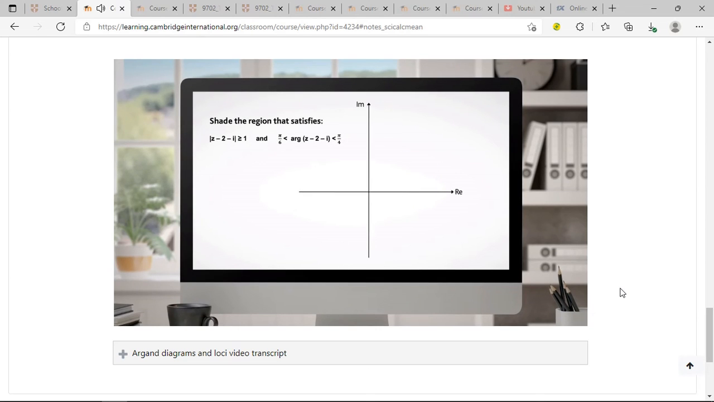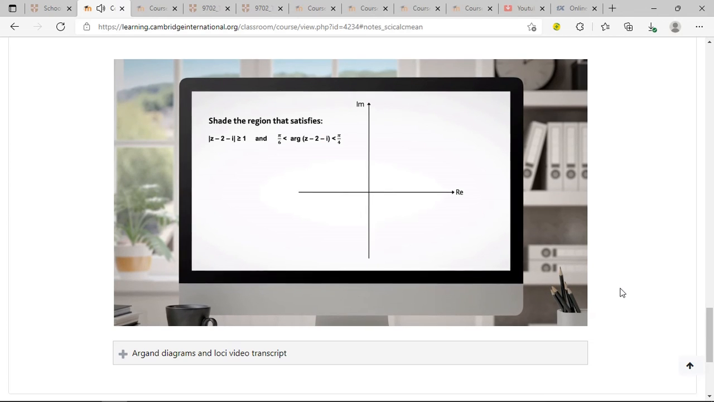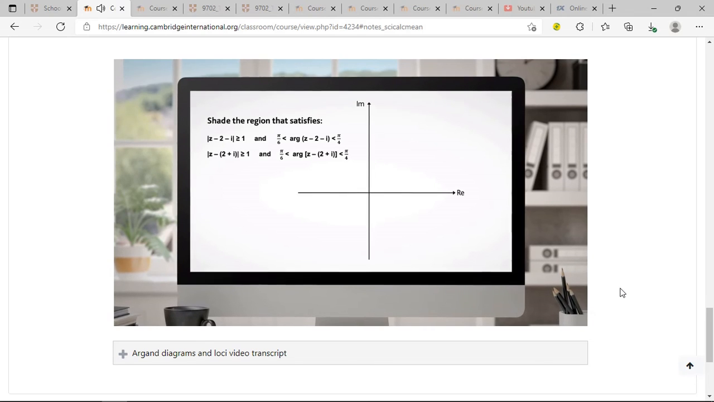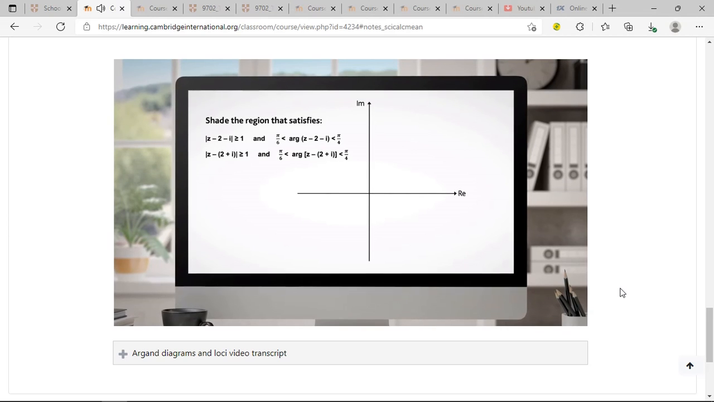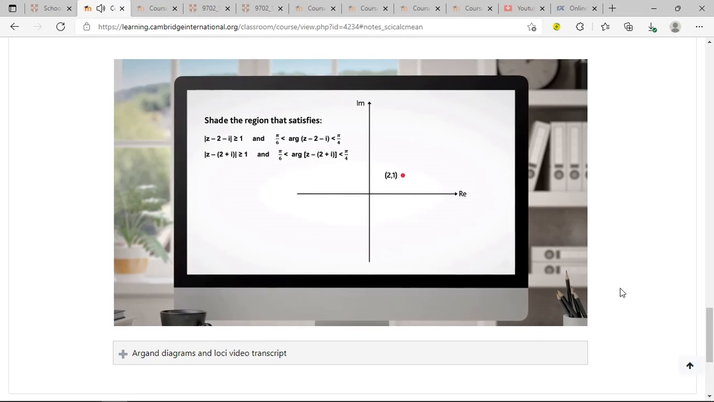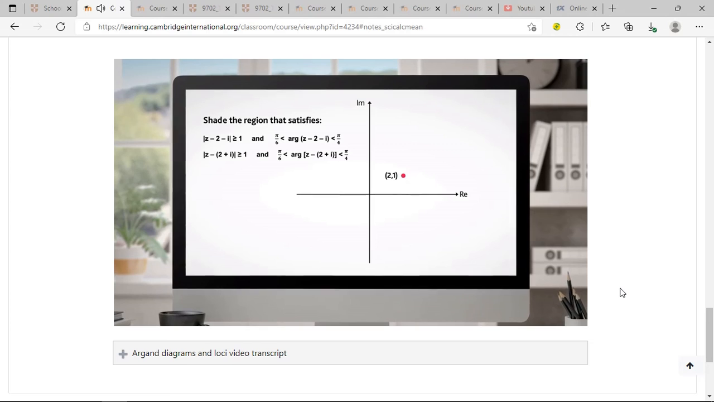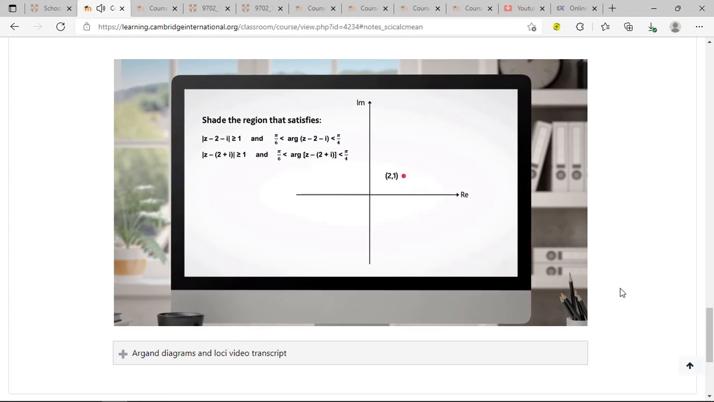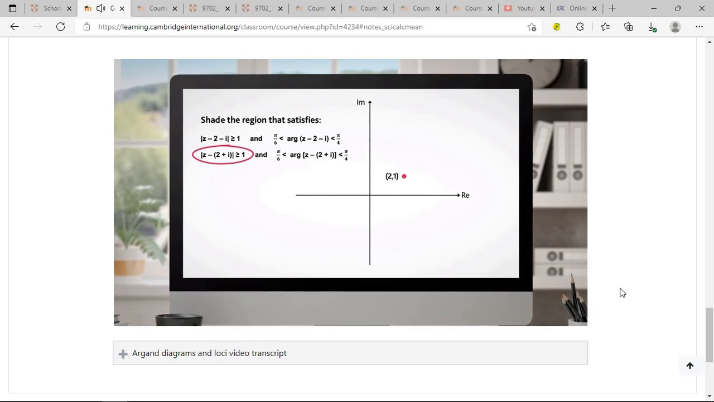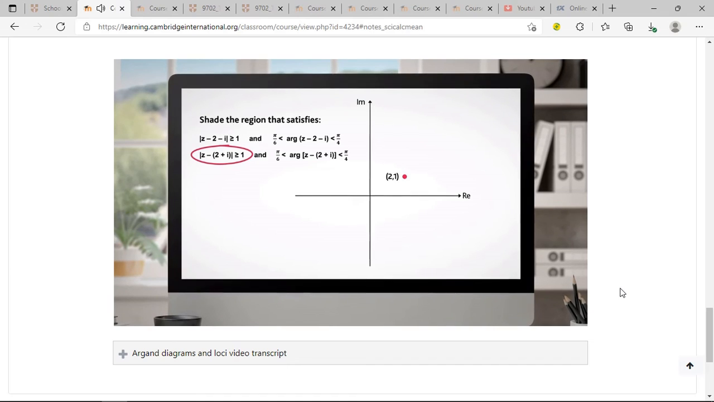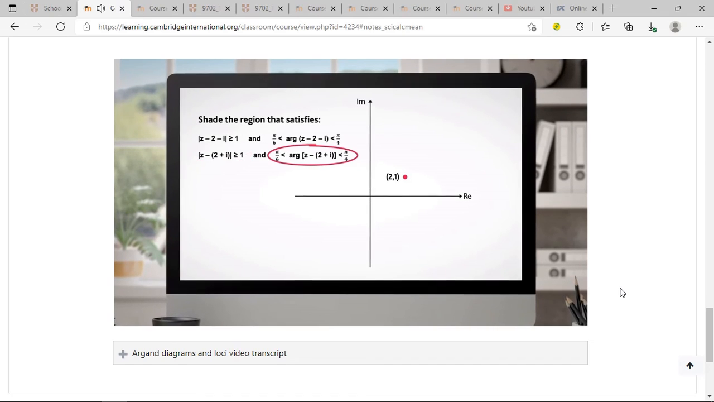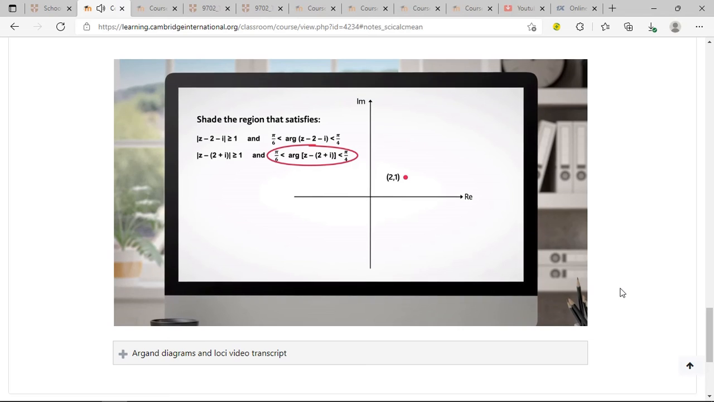Now you're going to combine 2 different loci. You need to find the region that satisfies 2 inequalities at once. Let's take it step by step. As before, you can rewrite the statements as the difference between z and another complex number, in this case 2 plus i, so let's plot it on the Argand diagram. Looking at the format of the inequalities, you can see that the locus on the left is a circle, centre (2, 1), while the locus on the right is a half-line starting at the point (2, 1).